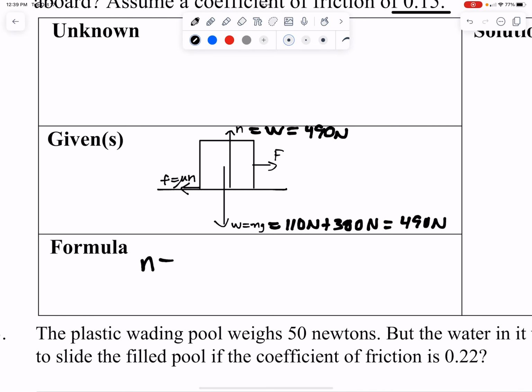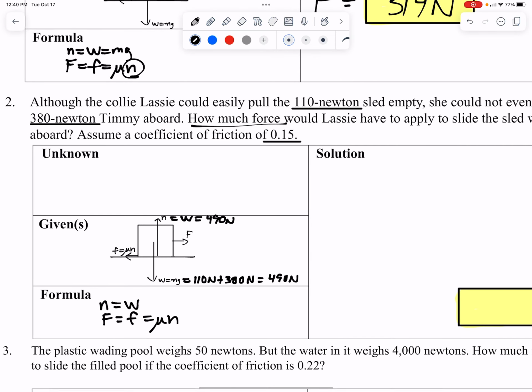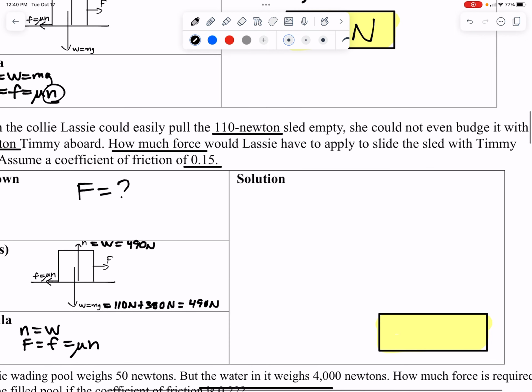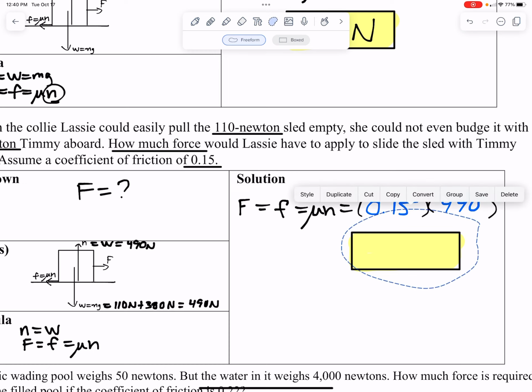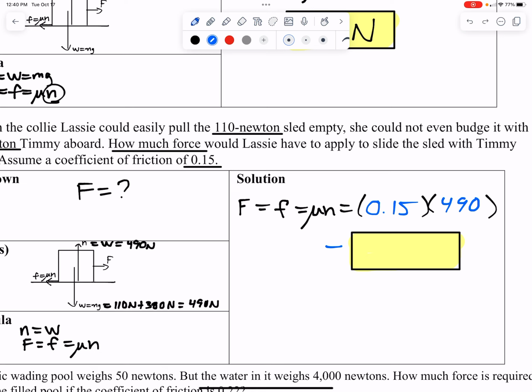Okay, so in our formulas, normal force equals weight, applied force equals friction, they're balanced, which is equal to mu times normal force. Okay, so we're looking for how much force? So F equals friction, which is equal to mu times normal force. Let's go ahead and plug into that. And we know that mu in this case was 0.15 with a total normal force of 490. Go ahead and take a second to multiply those. You should have gotten about 73.5 newtons.